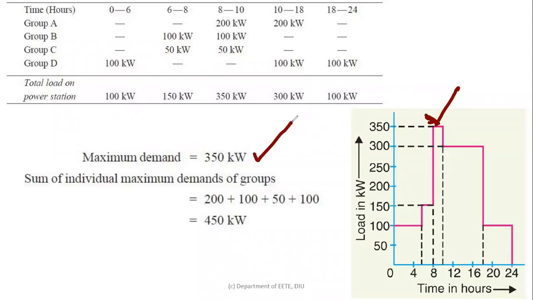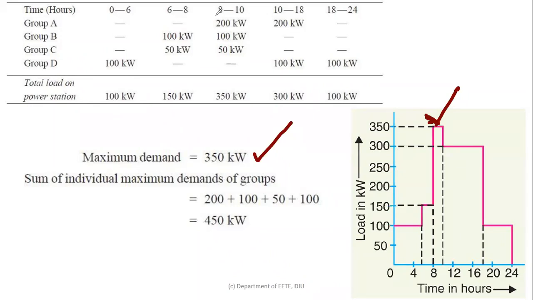Okay, so as you can see, this is the maximum demand of the power station, but if we sum the individual maximum demands, you see that for group A the maximum demand is 200 kilowatt.